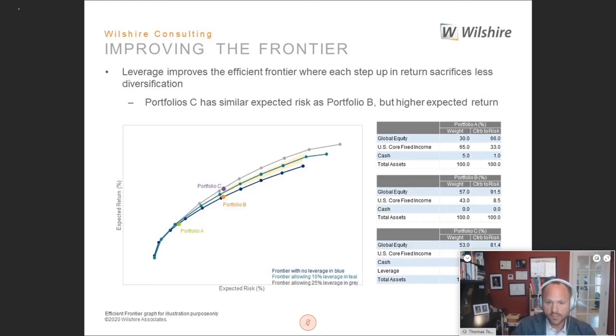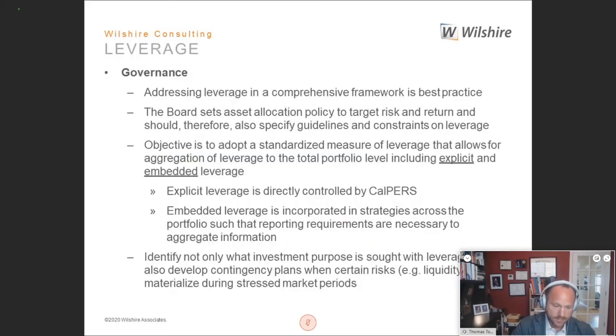Before we open it up to questions, and I imagine there will be a number of them, if we could flip forward to page 48, I think it's important to point out that governance is critical when it comes to utilizing leverage at the total fund level and making sure that it is in fact a total fund discussion, and that there's a comprehensive framework. Just like we talked about the board setting asset allocation policy to target specific risk and return, there should be specific guidelines and constraints on the use of leverage within the fund.